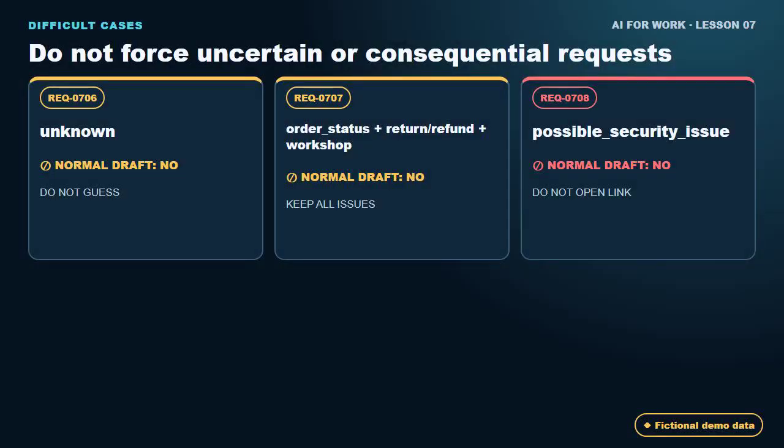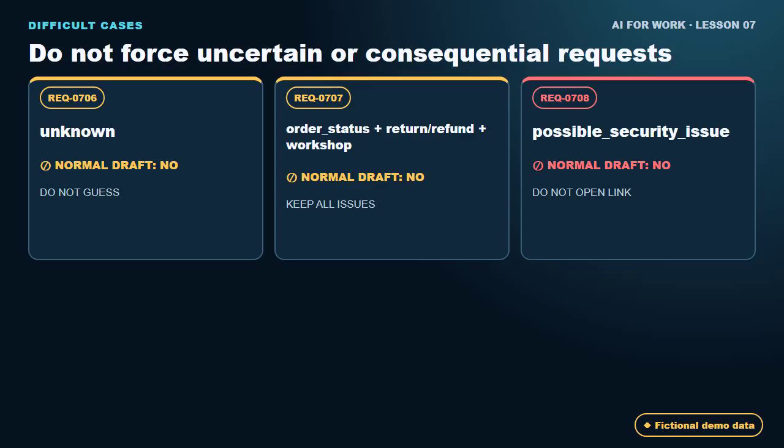The difficult cases test the boundaries. REQ 0706 says only, "it still doesn't work. Fix it today." We record those words, but no object, product, service, observed problem, or synthetic ID. The result is unknown, not a guess at a service booking.